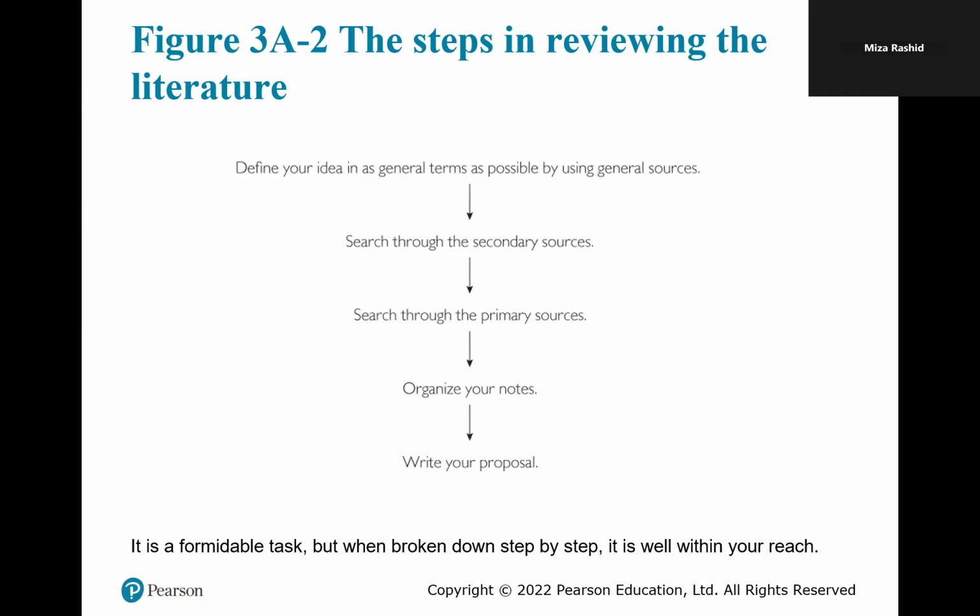Then search through the secondary sources, then search through the primary sources, and you can begin organizing your notes and start to develop your proposal. Okay, so this is actually a suggested step. How does this help? General sources allow you to know how people communicate about a topic in general. Like how do people talk about mental health and how does it pique your interest? Usually using general sources allows you to feel like, hey, I can relate to this topic. I can understand this topic.